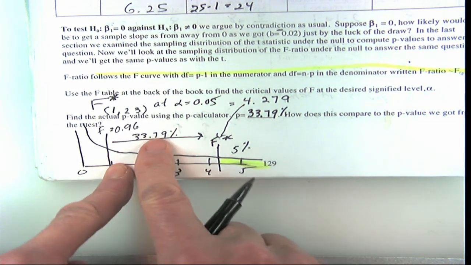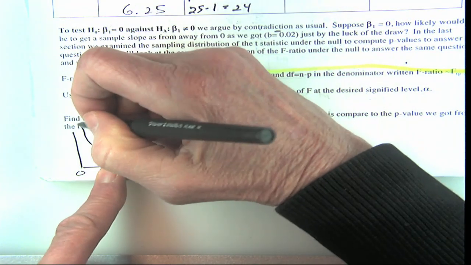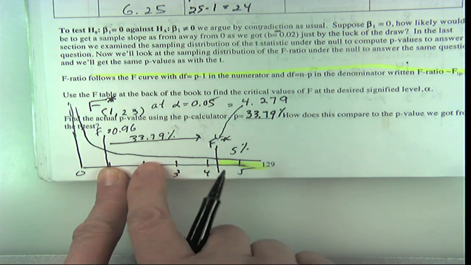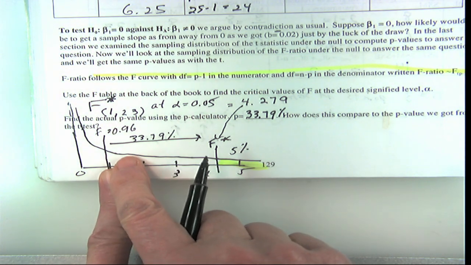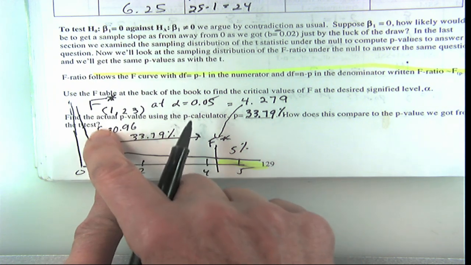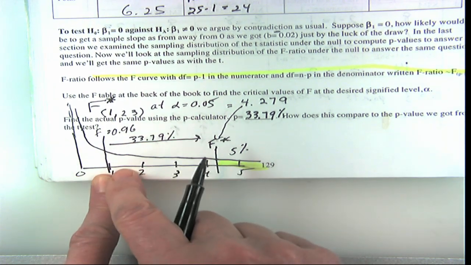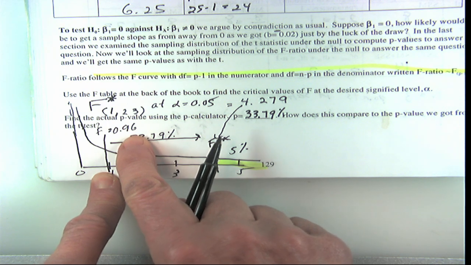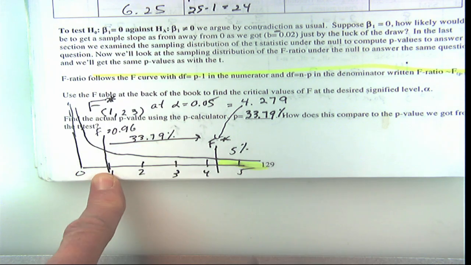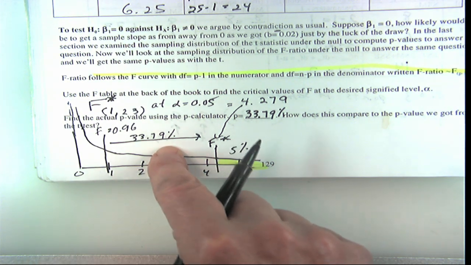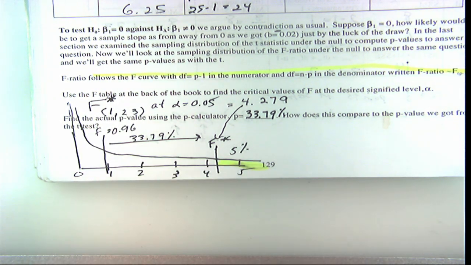Now that's about the middle. It's not 50% because it's completely asymmetrical. It's very asymmetrical, so it's not going to be centered at 50%. But this is what we'd expect when the null is true. So we got just about what we expect when the null is true. That means that little slope could easily be due to chance.